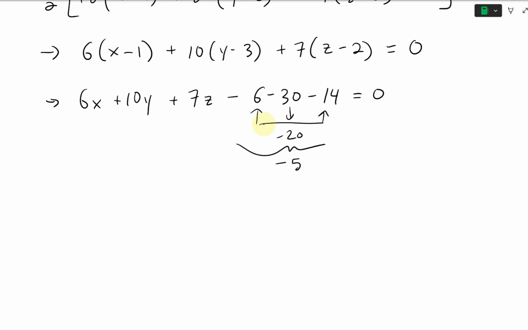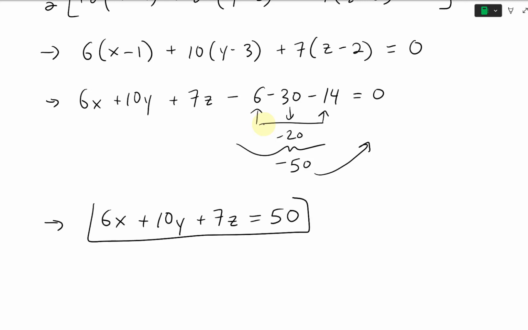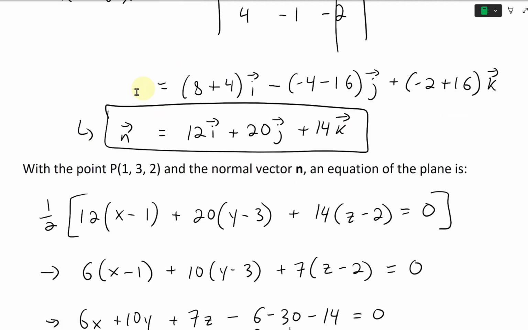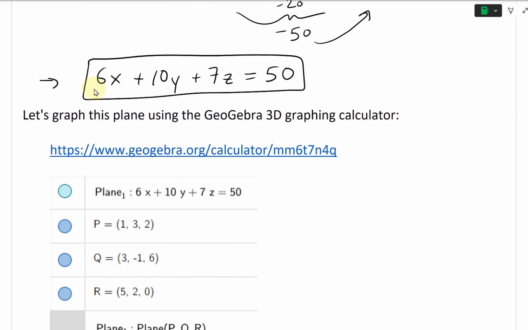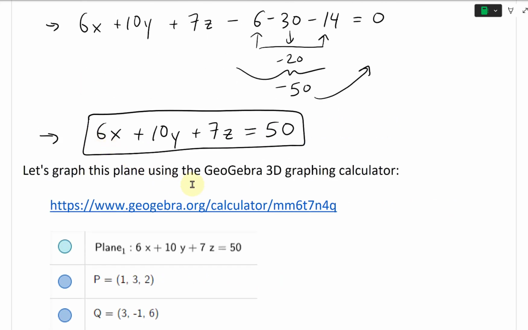Negative 50. So now we'll move it over to this side, so we'll get a plus 50 on the right side. What we'll get is the linear equation 6x plus 10y plus 7z equals 50. So that's a linear equation of a plane, more simplified than the earlier equation of the plane, but this is still correct as well. Now, going further, let's graph this plane using the GeoGebra 3D graphing calculator.